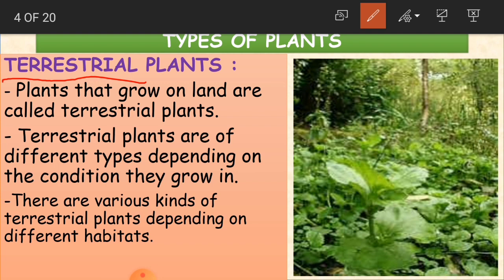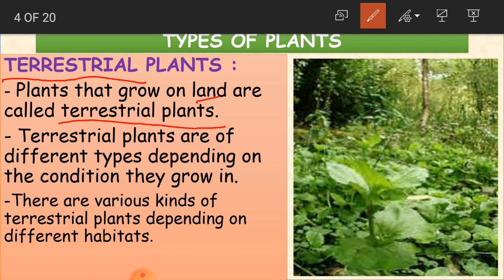Terrestrial. That is land. Terrestrial in the sense land. So plants that grow on land are called terrestrial plants. We said we are also having plants growing in water. Those plants are not called terrestrial plants. Those which grow on land, on the soil, are called terrestrial plants.